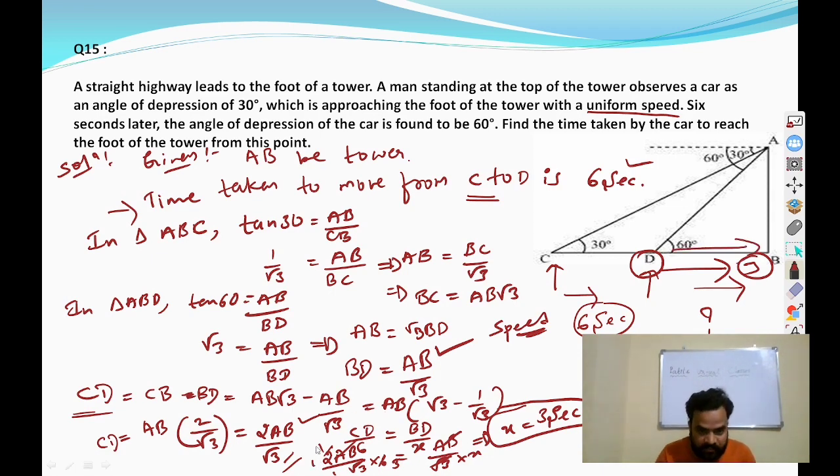If this calculation is not clear, I'll explain it here only. The time taken by the car to reach the foot of the tower is 3 seconds. Is that clear? If this calculation is not clear, I am going to explain it here only, in this particular area.